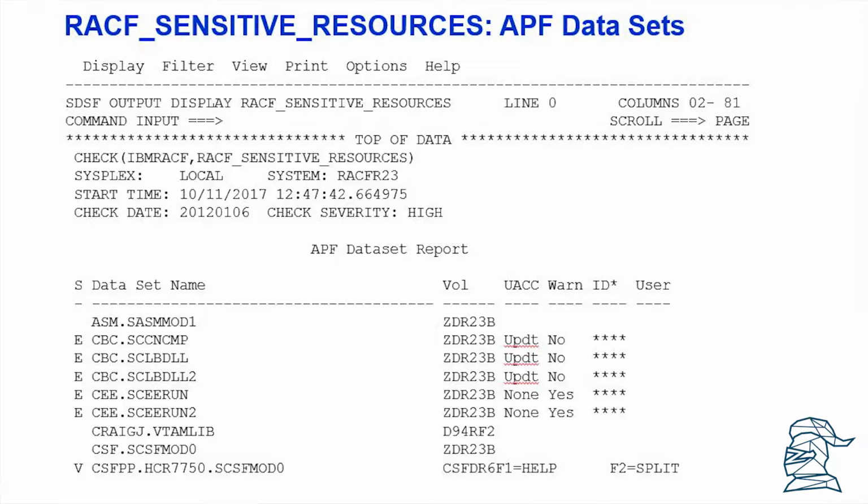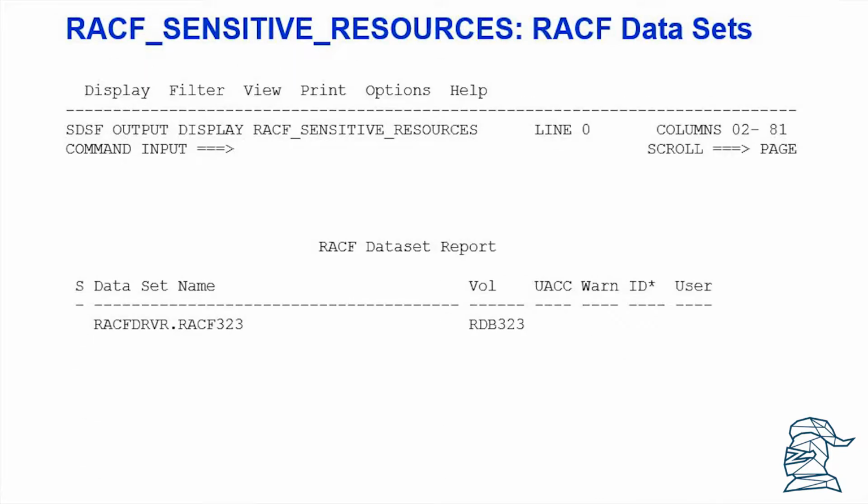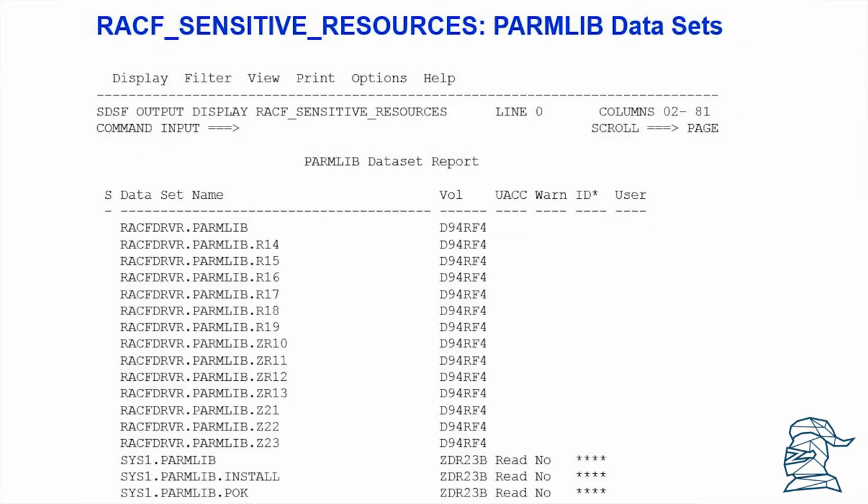Update authority to any of these datasets allows for the complete compromise of your environment. Next, the RACF datasets are examined. Allowing read authority allows a brute force attack on the ciphertext passwords contained within the dataset. This is bad. PARMLIB datasets are next. Update authority allows an individual to completely change the configuration of your z/OS environment.